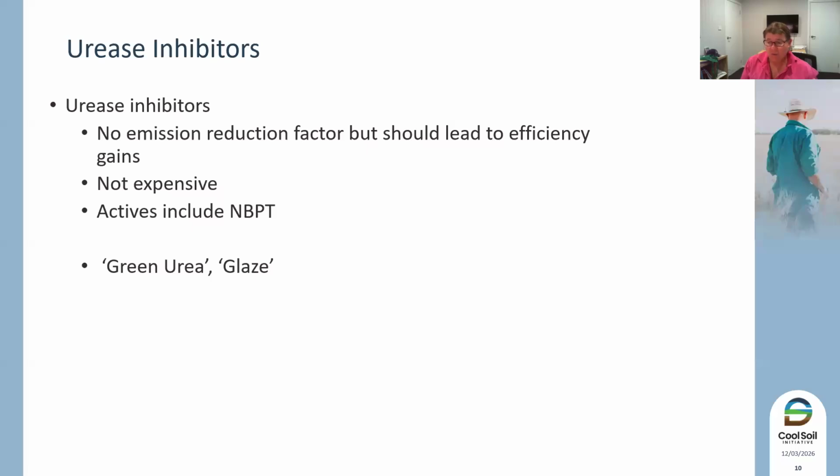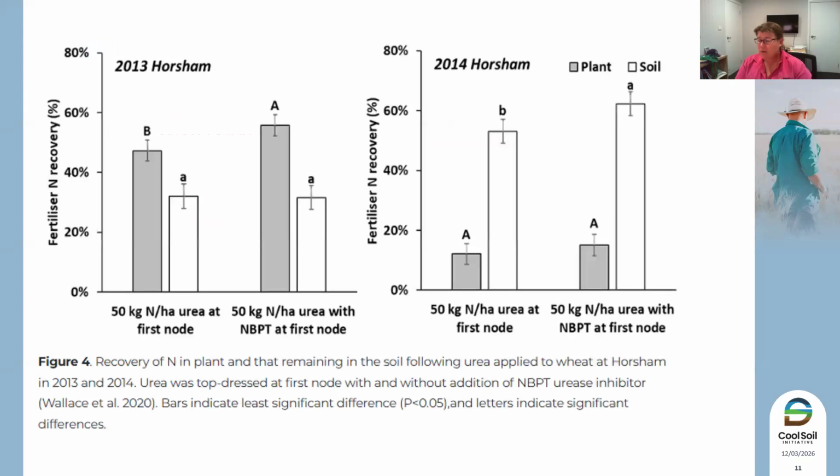On the other hand, what we saw last time urea pricing went through the roof is a lot more farmers interested in this urease product because it was kind of, if I'm spending all this money, I want to make sure I'm not going to lose it. So there's two schools of thought there. Some of the brand names in this are Green Urea by Incitec or Glaze, some of the others. So that's really just all I wanted to talk through.